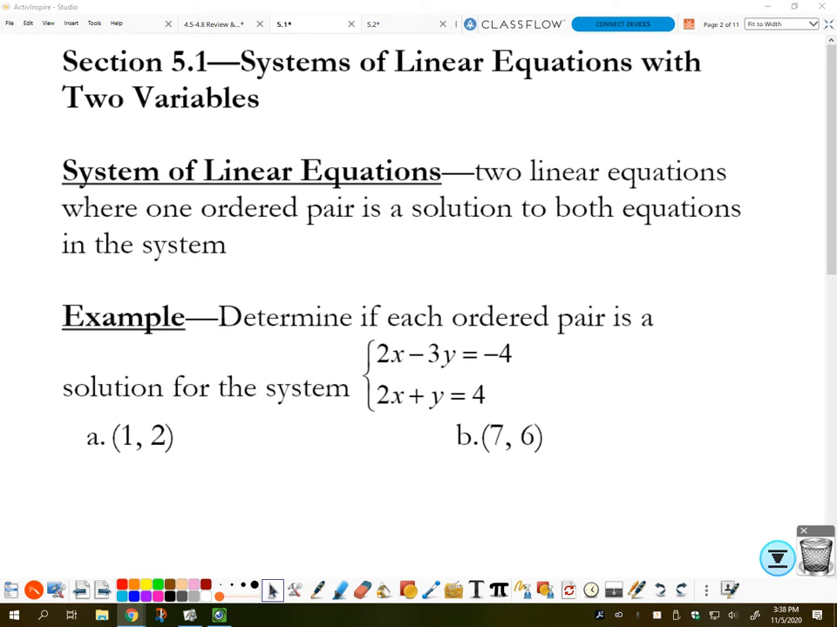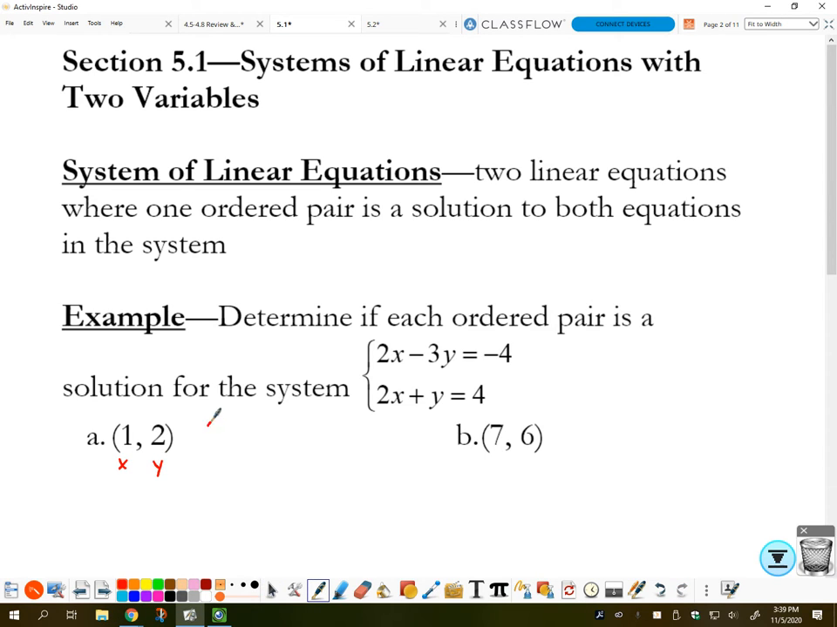Okay, so chapter 5 is on solving systems of equations. To start with, we're just solving 2x2 systems. But this first example is just, can you tell me if it's a solution? To determine if an ordered pair is a solution, you just plug them in and see if they work. So you have an x value and a y value.